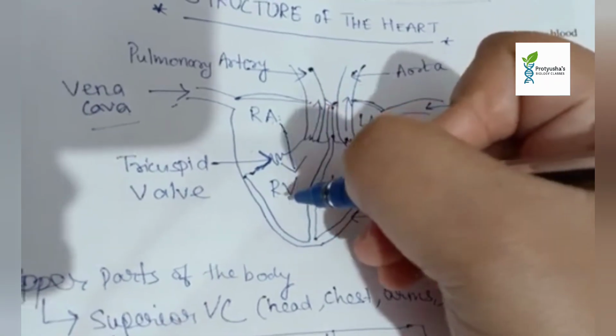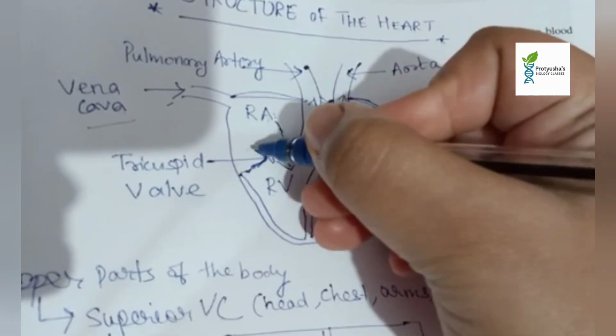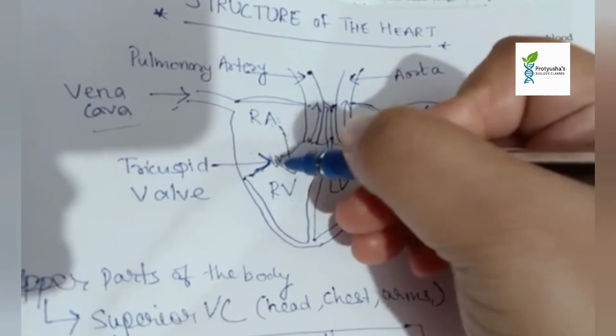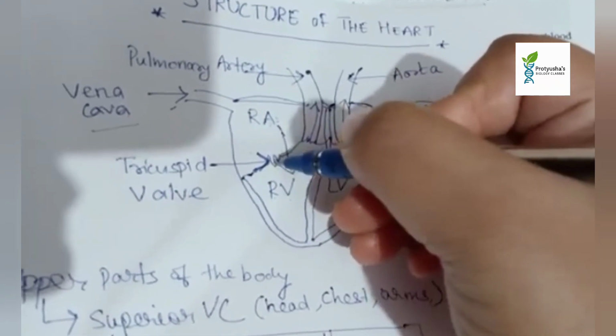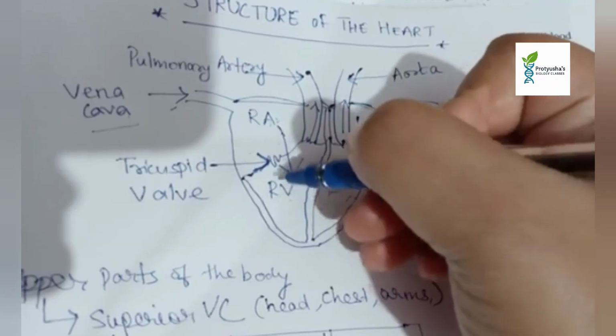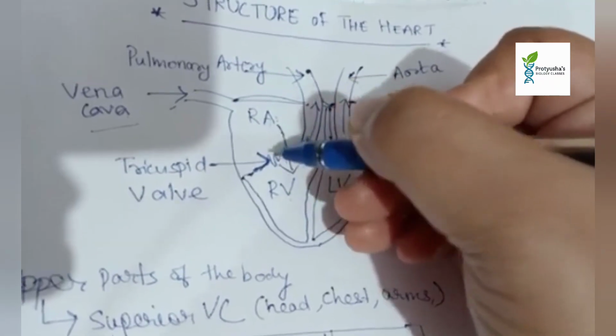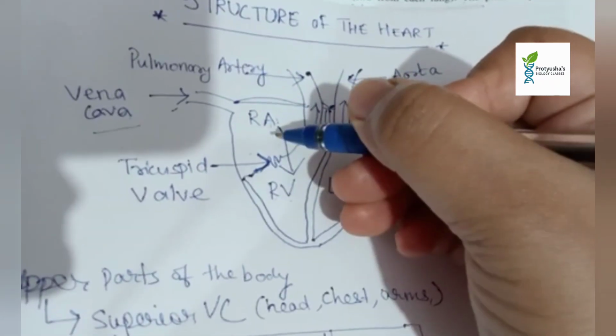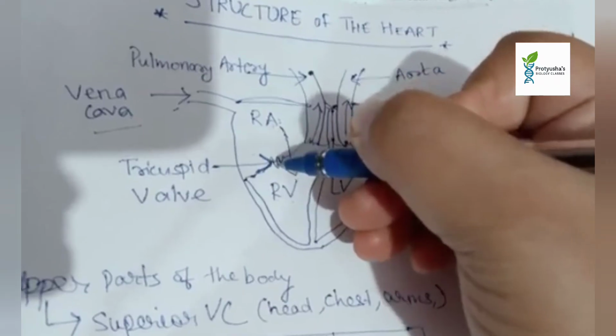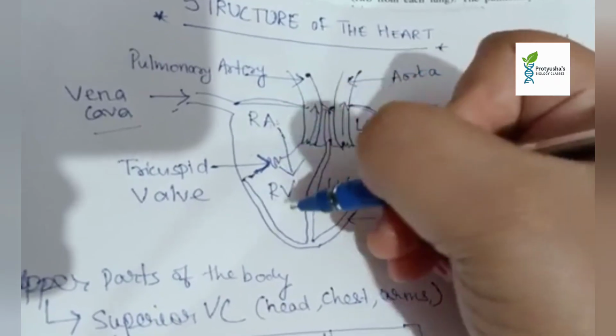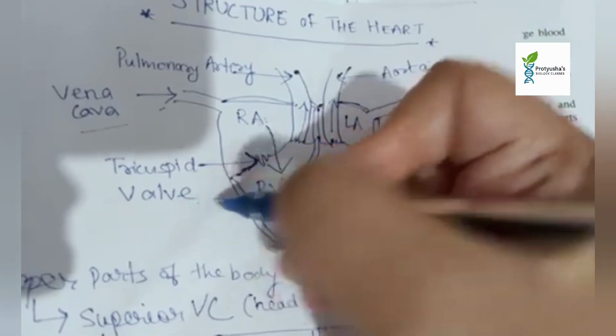Between the right auricle and right ventricle, we have a tricuspid valve. What is the function of this valve? This valve does not allow the blood to flow back. We don't want the blood to go back again, so this valve prevents it. So between right auricle and right ventricle, we have a tricuspid valve.